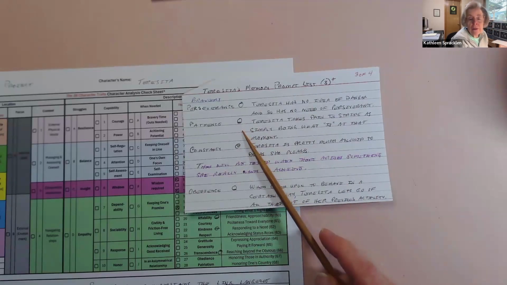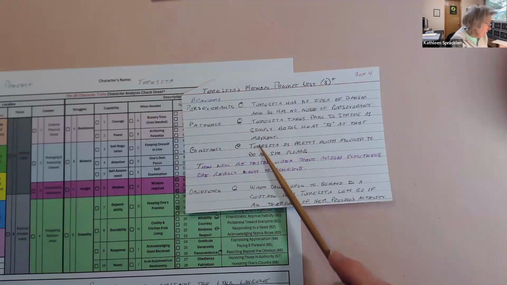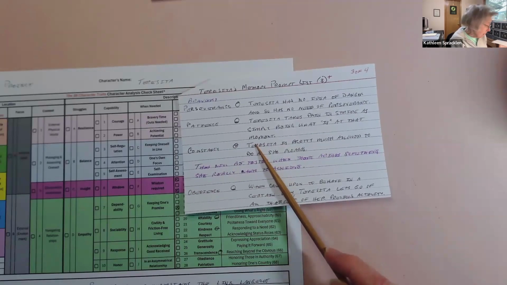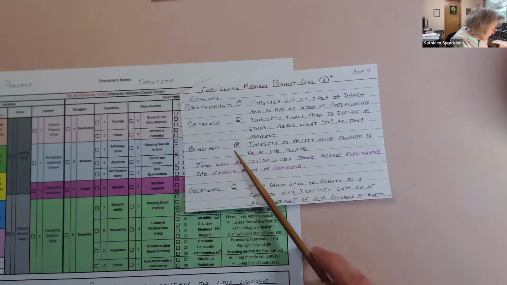Patience, however, is a base trait for her. She just takes everything as being what is. If something hurts, well, it hurts. She doesn't think of railing against anything. It's just what is. Now, constancy for her is our first wing trait.